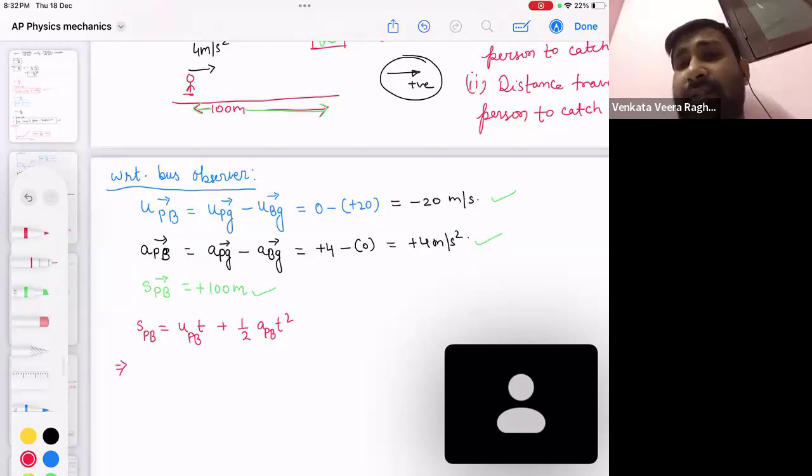Simplify it. We get 2t squared plus 20t minus 100 equals 0. If you simplify, t squared plus 10t minus 50 equals 0.